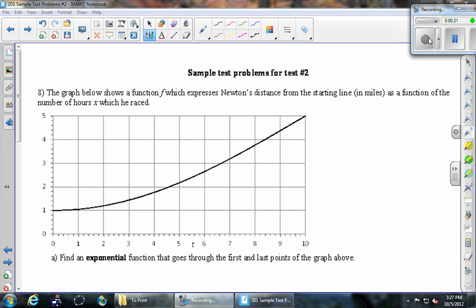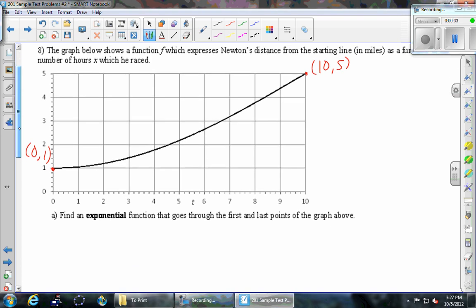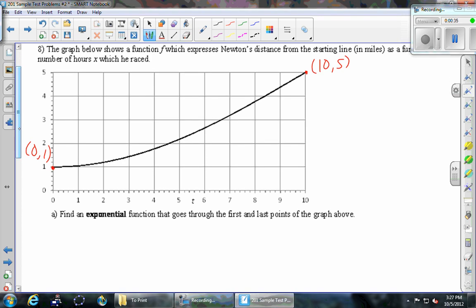So let's go ahead and grab the coordinates of the first and last points. This is (0, 1). This is (10, 5). And we'll go ahead and start with the basic exponential function. So something like P0 times a to the x. You can use different letters there, but you need to make sure your variable is up in the exponent.